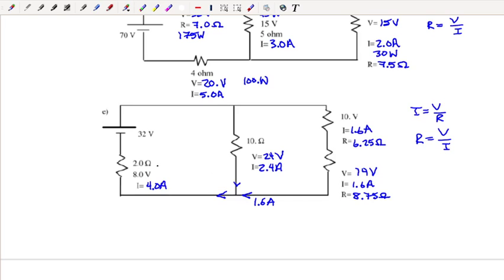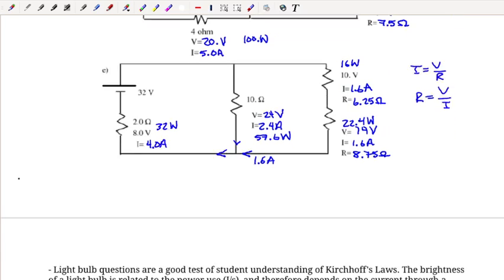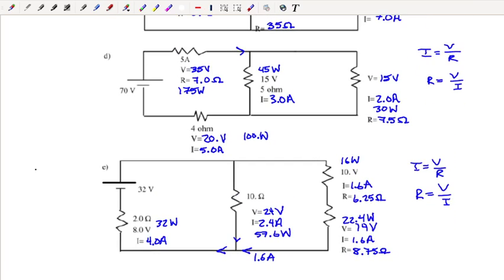Current times voltage, this is going to be 32 watts. Current times voltage, 24 times 2.4, is going to be 57.6 watts. Current times voltage, 16 watts. And current times voltage, 1.6 times 14, 22.4 watts. So basically these questions are applying over and over and over again Kirchhoff's current law, Kirchhoff's voltage law, and Ohm's law, and then at the end, if you want to find the power, you can do P equals IV.